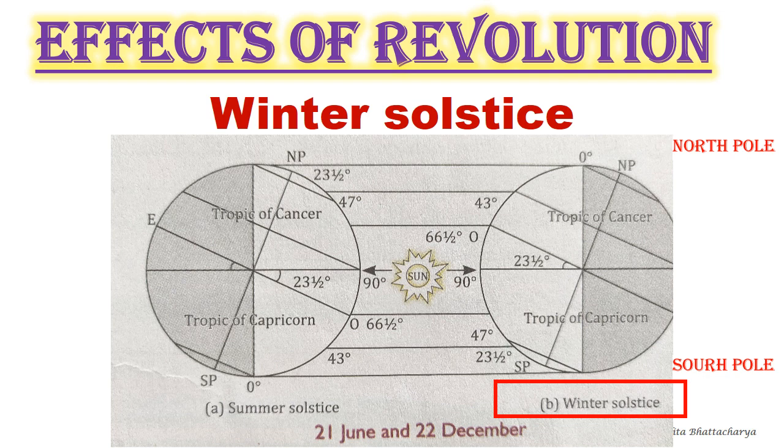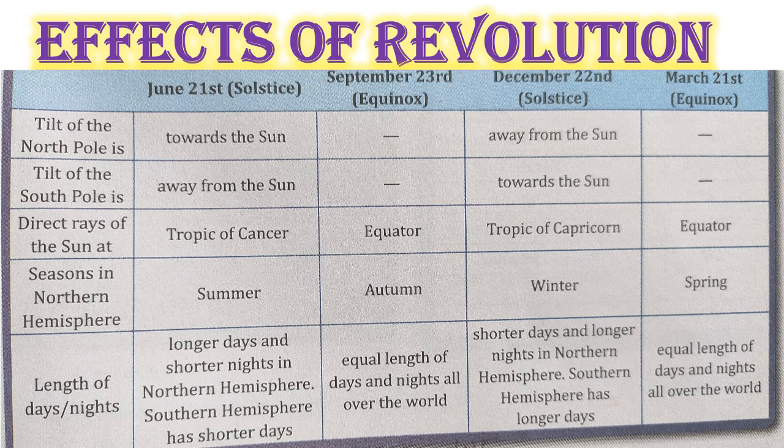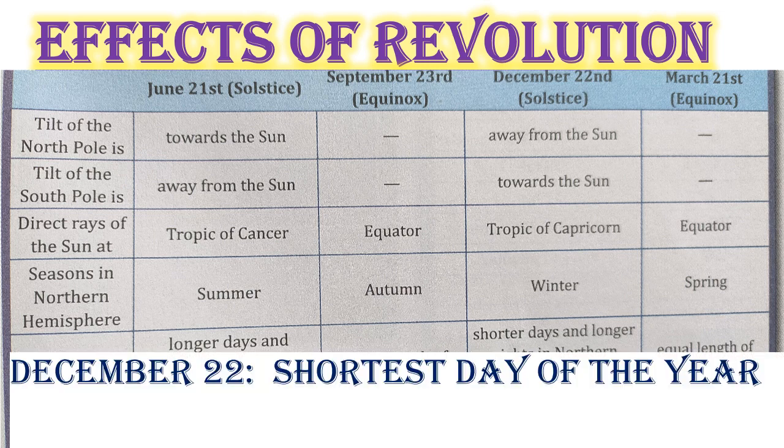The greater part of the southern hemisphere gets the rays of the Sun, so days are long and nights are short in the southern hemisphere. In the northern hemisphere, nights are longer than days. The areas above the Arctic Circle remain in complete darkness for about 3 months. Areas beyond the Antarctic Circle get 24 hours of daylight. 22nd December is known as the winter solstice.